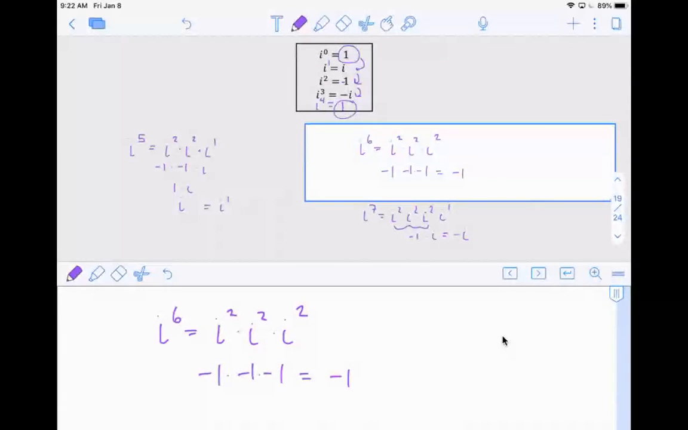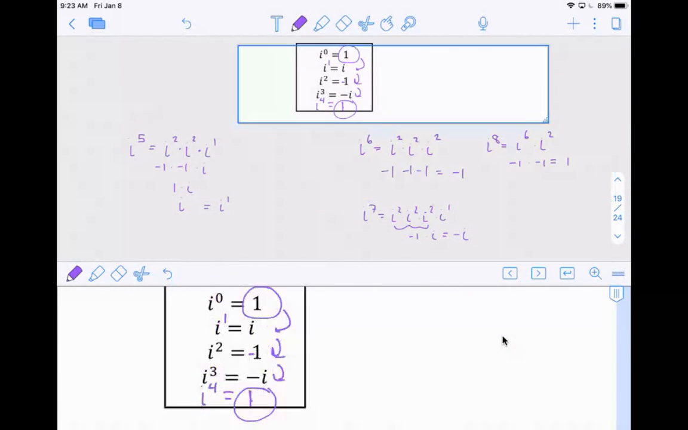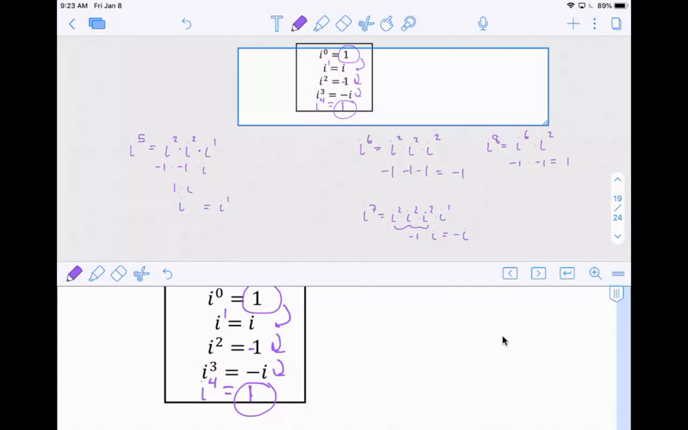I bet you if we do 8, we can get back to 1. Let's see what happens. Well, I can do i to the sixth, which we just found out is -1, times an i squared, which is -1. Look at that. It's back to 1. And so what's happening is what we call a modular system.